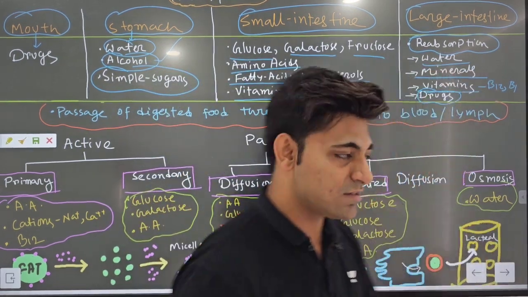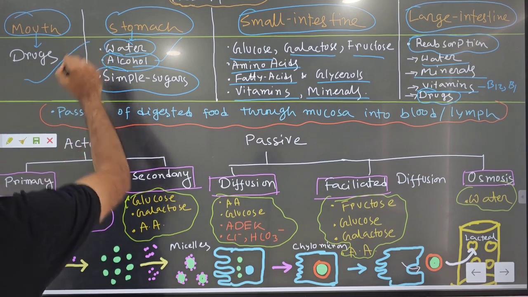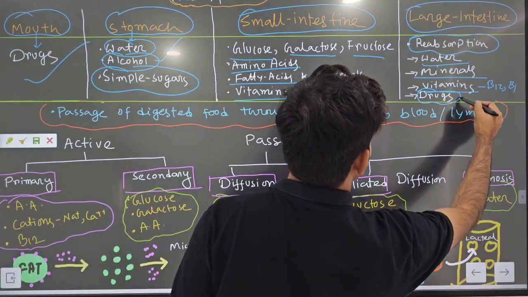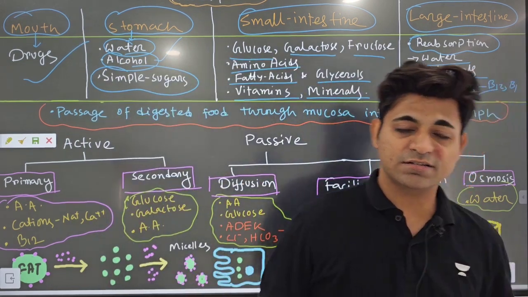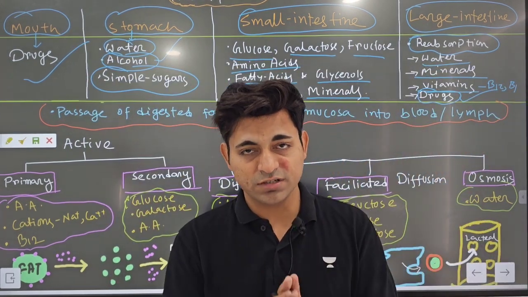So according to NCERT, where are drugs getting absorbed? Drugs are getting absorbed in mouth, and drugs are getting absorbed in large intestine. But actually, different drugs have different portals of entry.